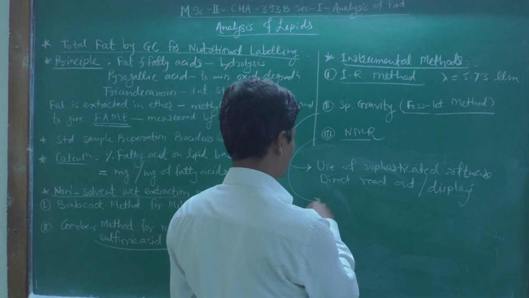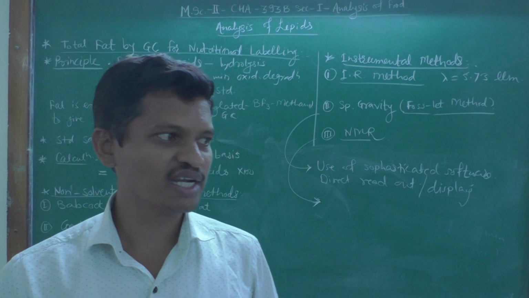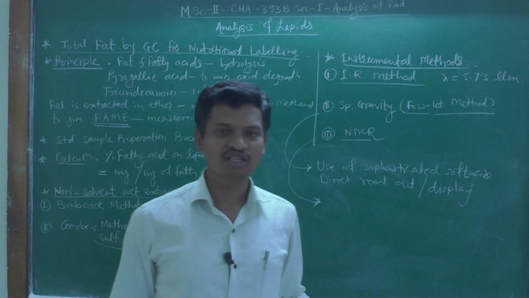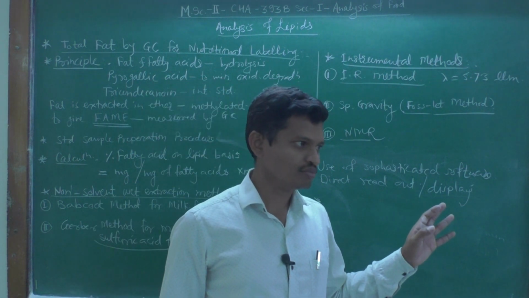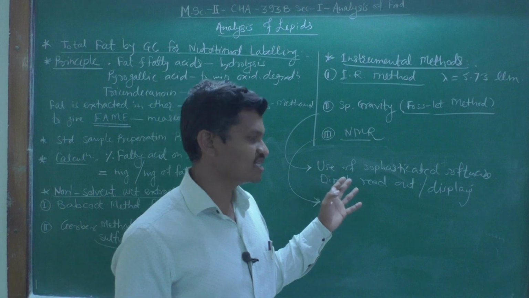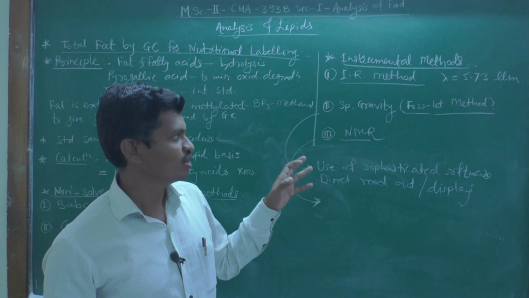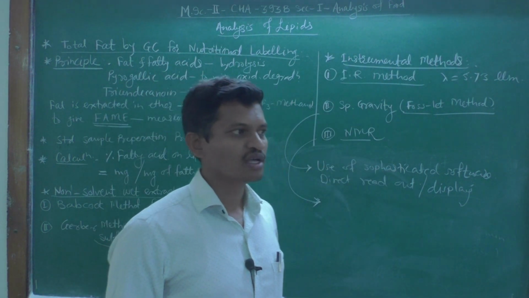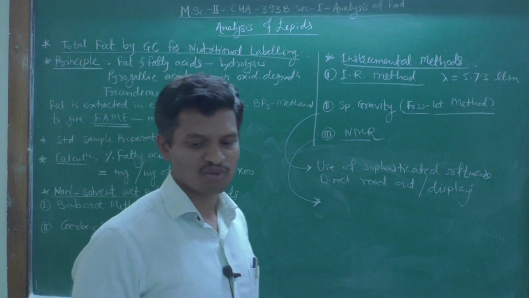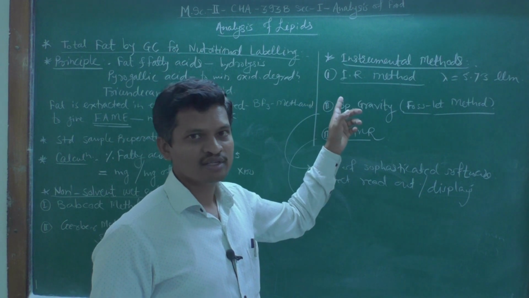This nuclear magnetic resonance, NMR, technique is not widely used for fat analysis, but in recent days in some countries in Europe and America, they are using this NMR technique for the fat analysis of food samples. The details are not given in our text; this is only general information that the NMR method can be used for fat analysis in food samples. So these are the three instrumental methods: IR, NMR, and specific gravity.